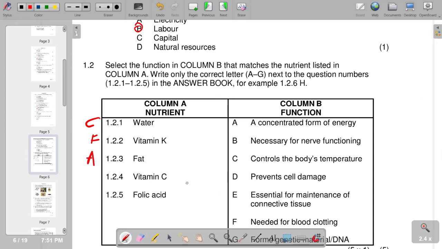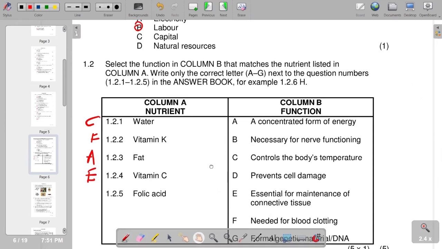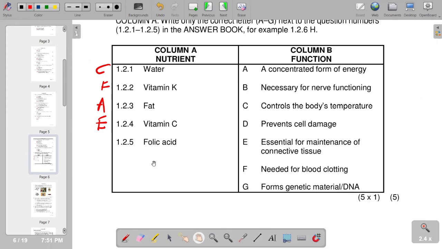Vitamin C, essential for maintenance of connective tissues, which is E. And 1.2.5, folic acid. So you'd see that in terms of folic acid, it forms genetic material or DNA. So we have G. So that's what we have in this section.